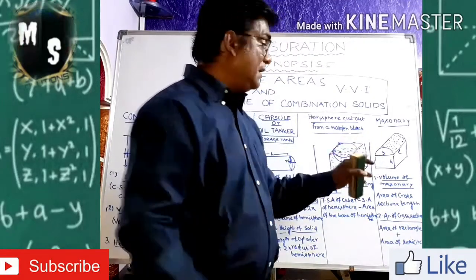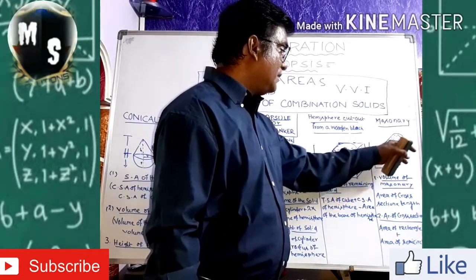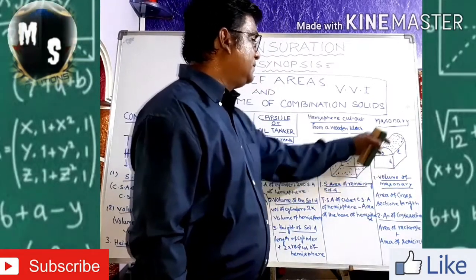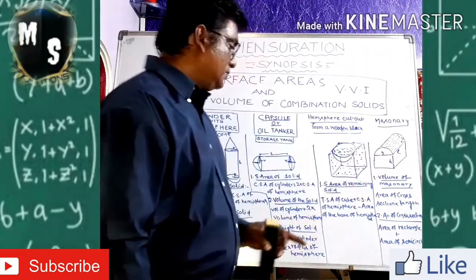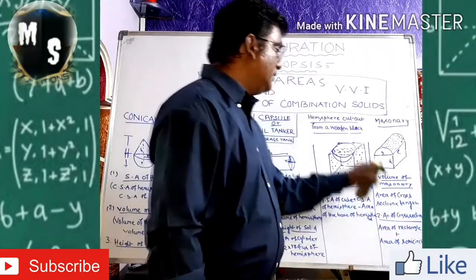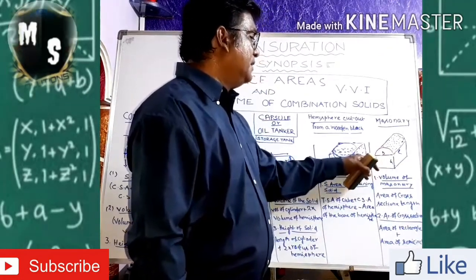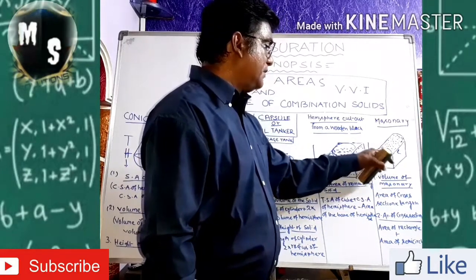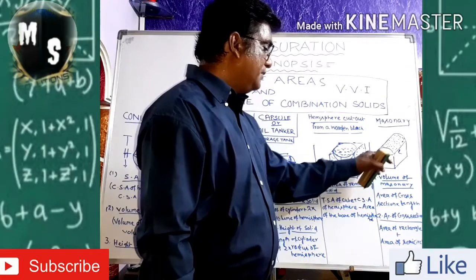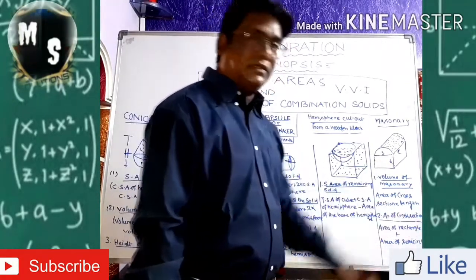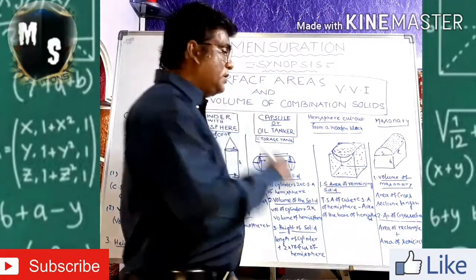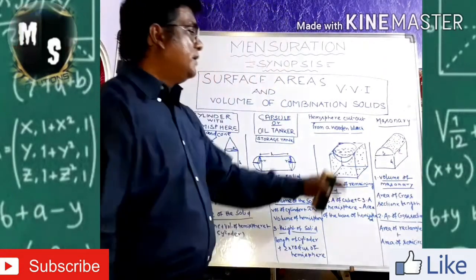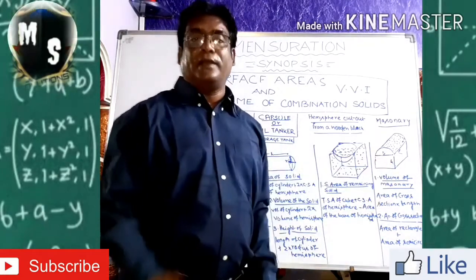Area of the rectangle. Where is the rectangle? This one. That is called the rectangle, plus area of the semicircle. This is a semicircle. Area of the rectangle plus area of the semicircle. If you add these two areas, then it is called the area of cross section. Then area of cross section after calculation, if you multiply with the length, then the volume of the masonry will be calculated.